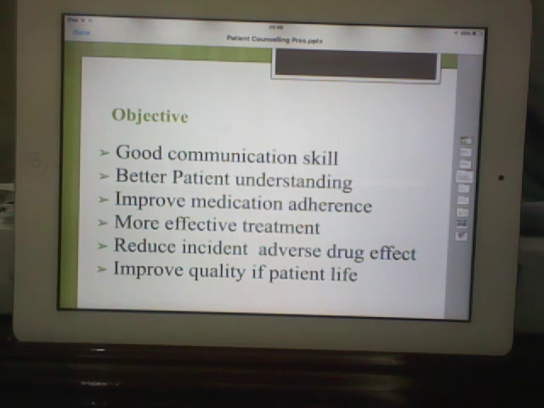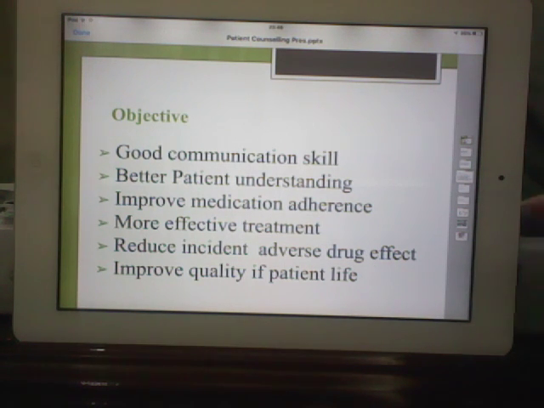To improve patient counseling by giving the patient a better understanding of his illness and the medication that he is using, to improve his adherence to the treatment, toward effective treatment, and to reduce the incidence of adverse drug effects to improve patient quality of life.